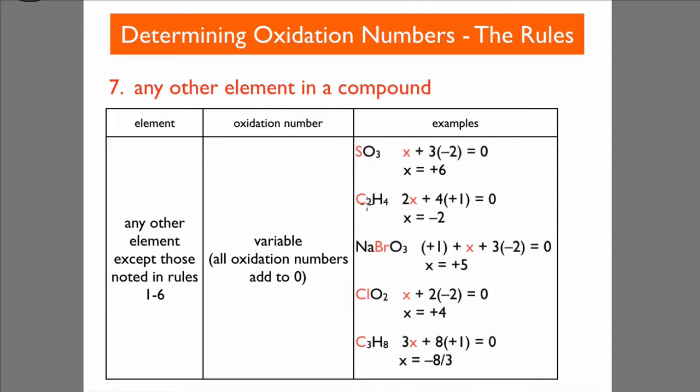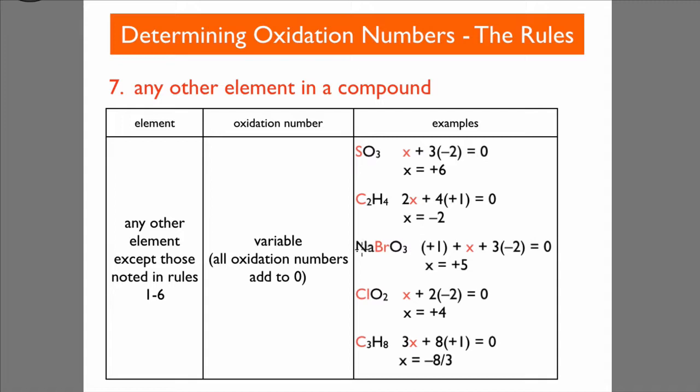Let's have a look at ethene. We've got 4 hydrogens, and it's not a metal hydride, so we know it's +1. We've got 4 of them, so we've got 4 here. And we've got 2 carbons, and the oxidation state of carbon is X here. So you can do the maths, and X is -2.